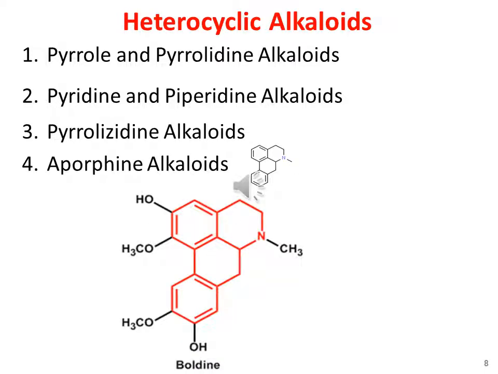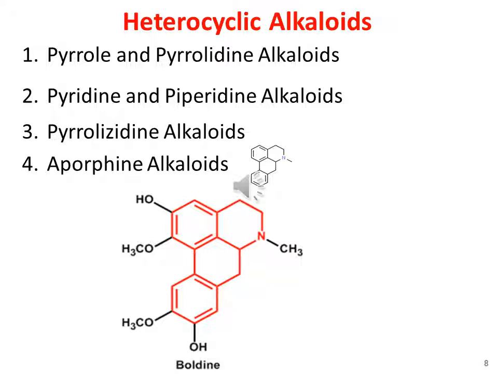The fourth type of heterocyclic alkaloids includes the aporphine alkaloids. Aporphine alkaloids are characterized by the possession of the aporphine ring structure. An example of aporphine alkaloids is boldine. Here in boldine I have shown the aporphine ring structure in red color.